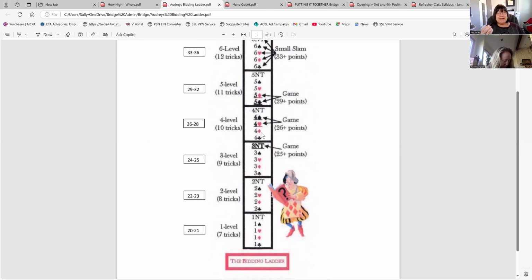If you could have bid a game and you didn't bid it, even though you make it, then you don't get the bonus points. So there's a big difference between bidding 2 no trump and making 3 no trump and bidding 3 no trump and making 3 no trump. There'll be a difference of 300 or 500 points. It's a big difference. That's why we look to bid to the game level.